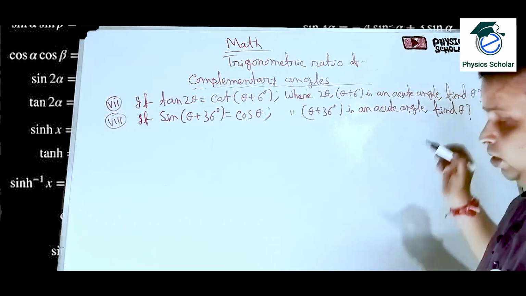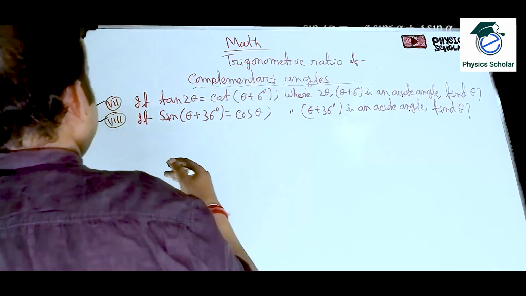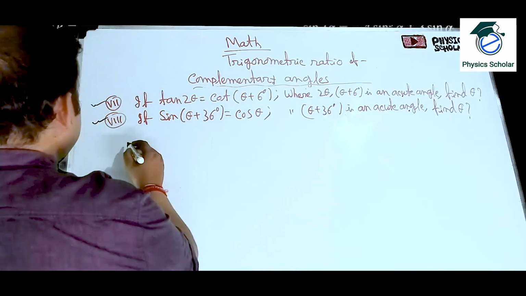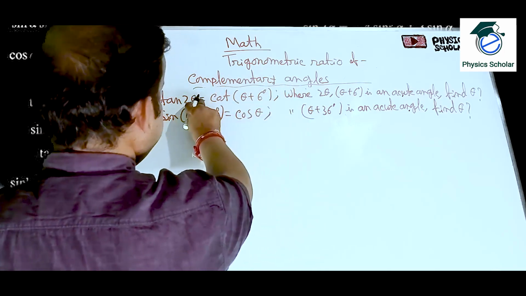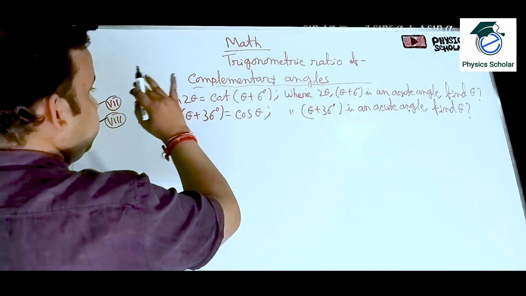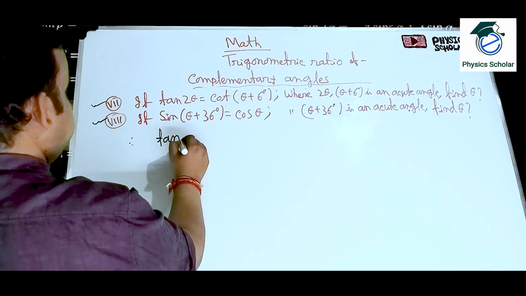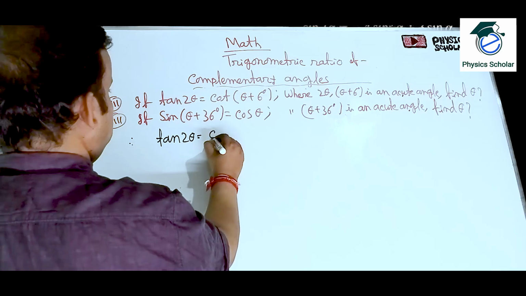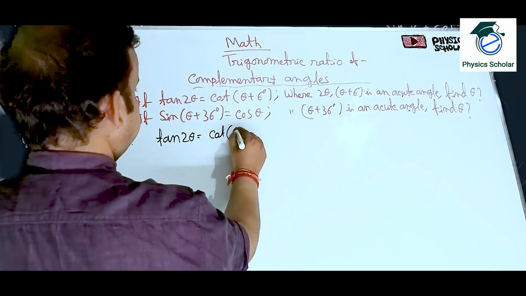Friends, now let us solve sum number 7 and 8. Similar type of sums. Okay. So now it is what? Tan 2 theta is equal to cot of something, where 2 theta and this are acute angles, that means less than 90 degrees. Okay, that means it will lie in the first quadrant. We have to find the value of theta. So now, tan 2 theta is equal to cot of theta plus 6 degrees, for sum number 7.